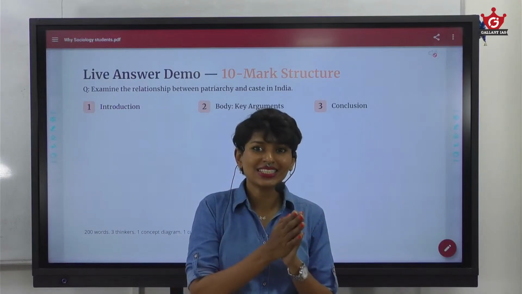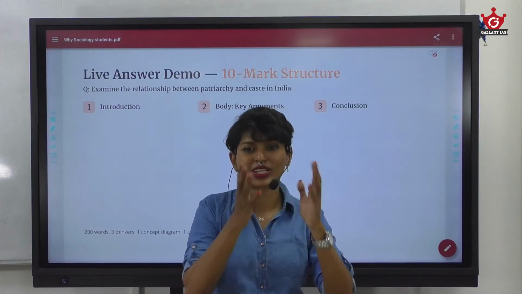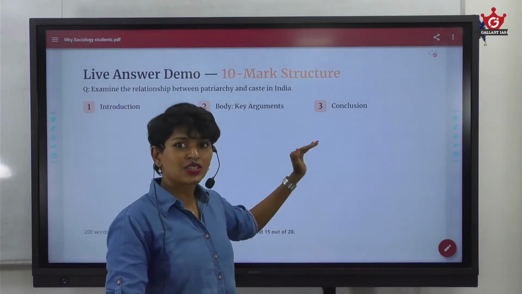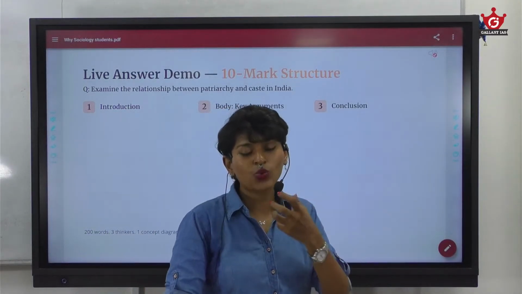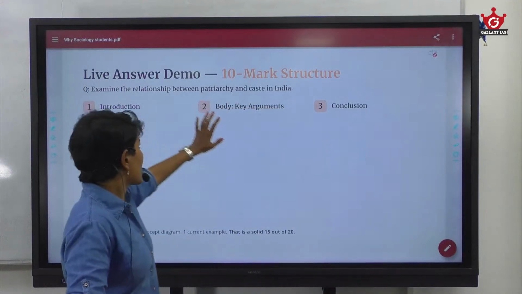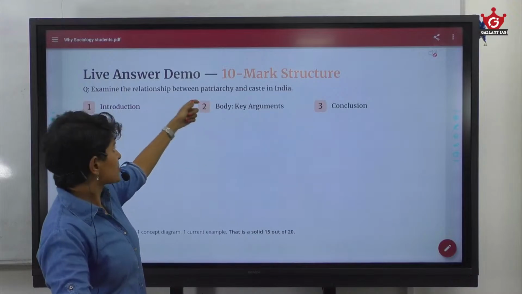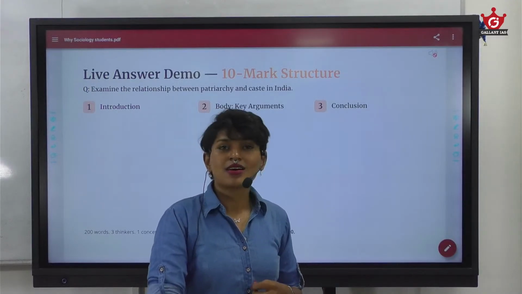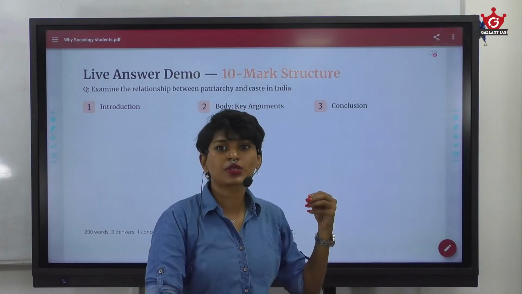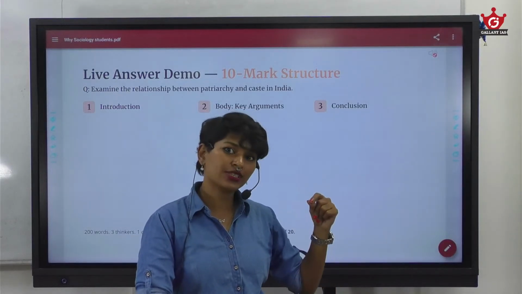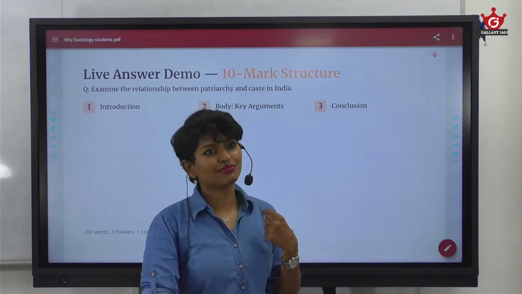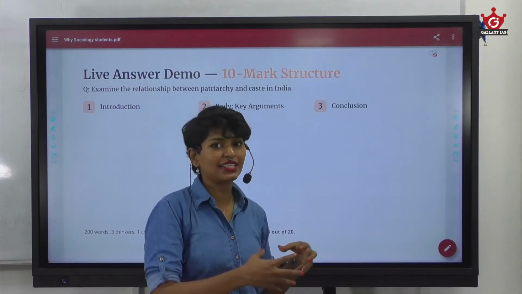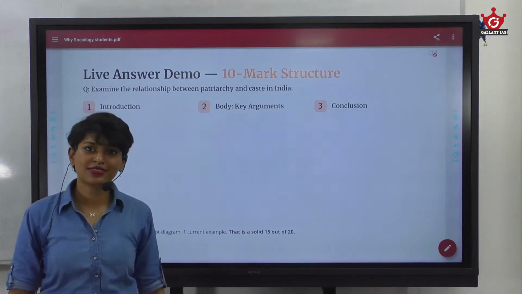So what are the 3 important parts that are required in your answer, or any answer? You would obviously agree with me: it is the introduction, the body part, and the conclusion, right? So how would you introduce? The question is clearly asking you to examine the relationship between patriarchy and caste in India. That means maybe as a beginner you may go for defining each one of them, right? But isn't it a bit better if you can define that relationship first itself in the intro?